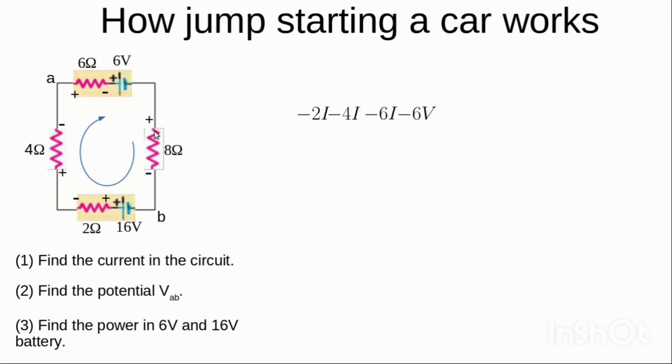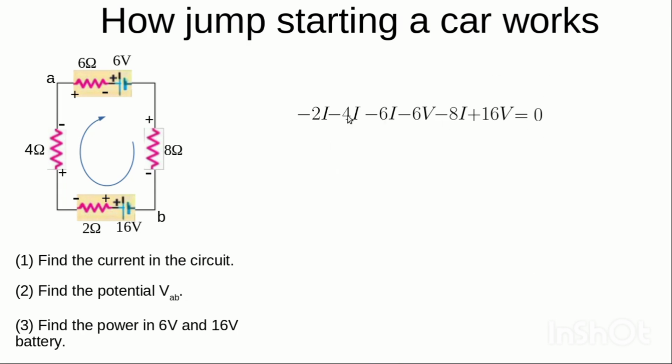Okay, we are moving from this point to this point, it becomes minus 8I. Then when we get to this point, we are moving from negative to positive, so it becomes plus 6 volts, 16 volts. Then these are all the voltages in the loop, and everything will be equal to 0.